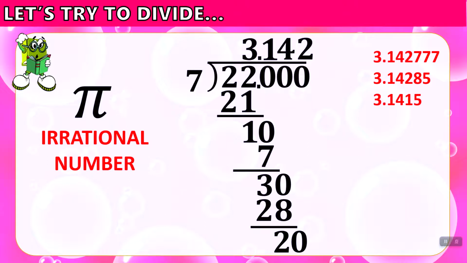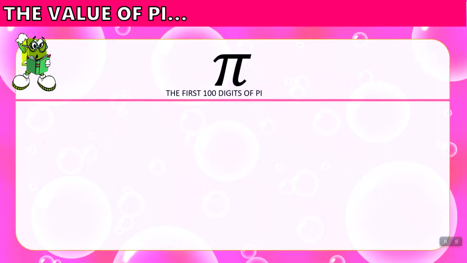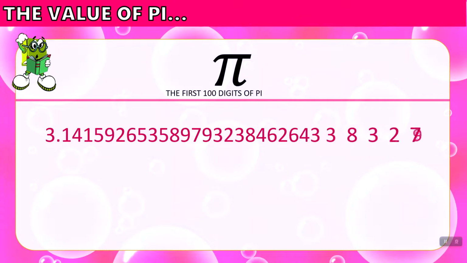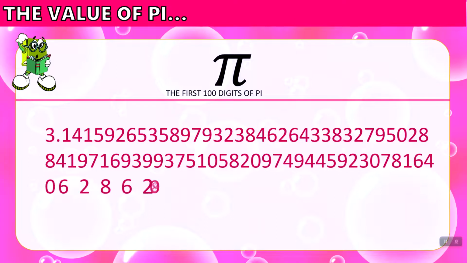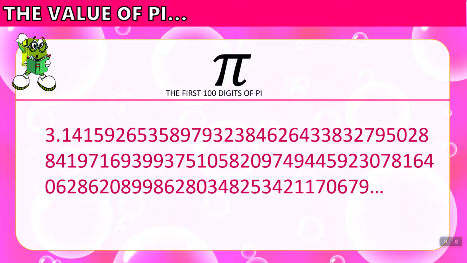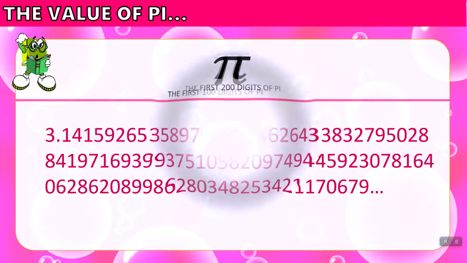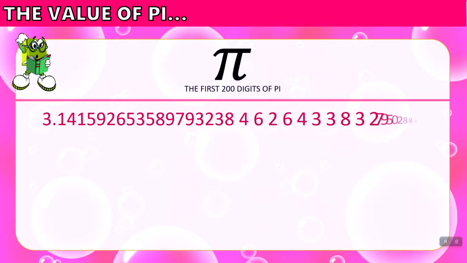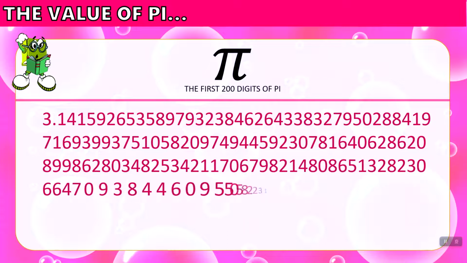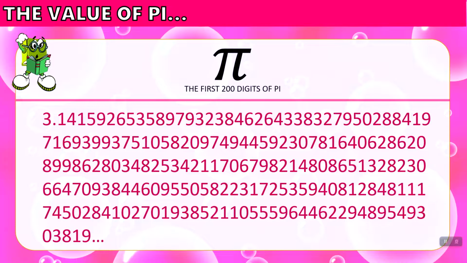And no matter how far we continue to go with this division problem, the numbers will never stop, and they will never repeat. And these numbers will go on and on forever. And let's take a look now at the first 100 digits of pi. You can see 3.1415926535 and so on. These are the first 100 digits of pi. Let's take a look at the first 200 digits of pi. You'll notice that they keep going on and on, and they never stop, and the digits don't ever repeat sufficiently enough to provide a pattern.